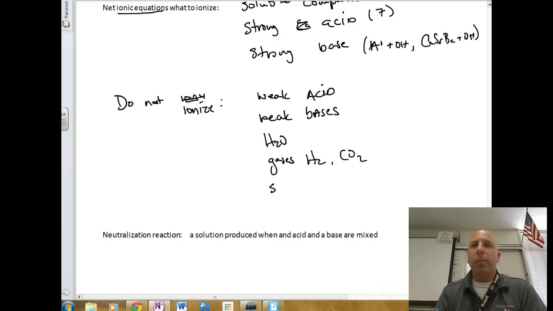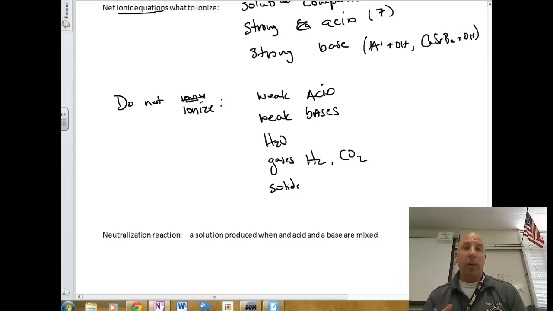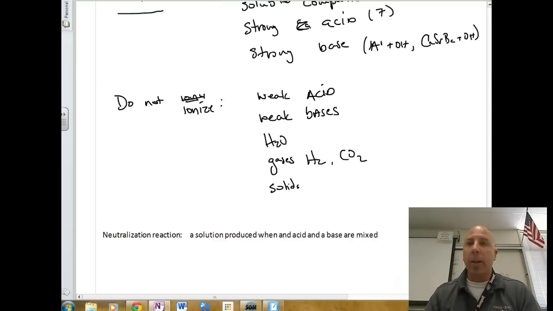And solids. So if we drop some solid magnesium or some solid magnesium hydroxide into a solution, we are not going to ionize those types of things, okay? So let's keep these rules in mind as we go forward on some of the other things that we're going to talk about. And so we're going to get into the idea of neutralization reactions next.